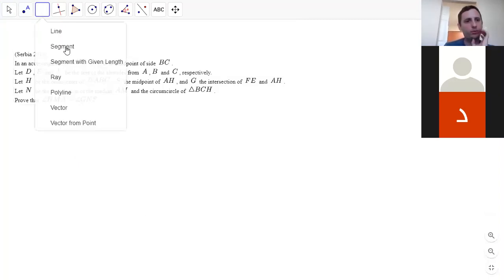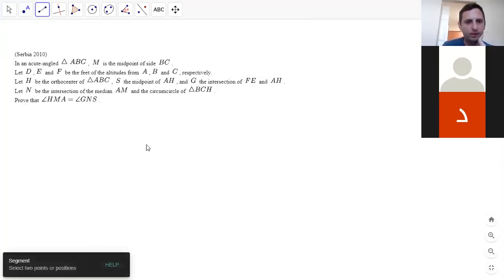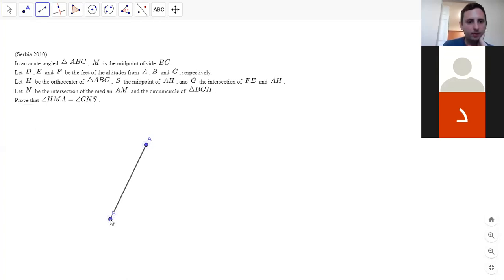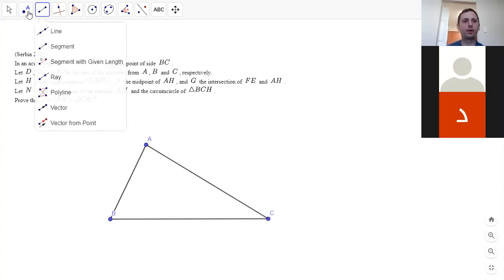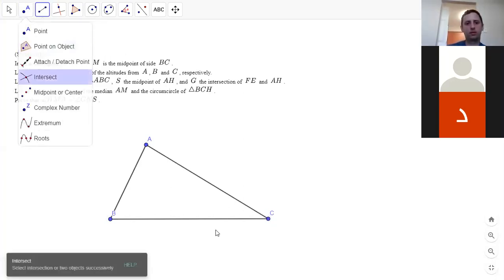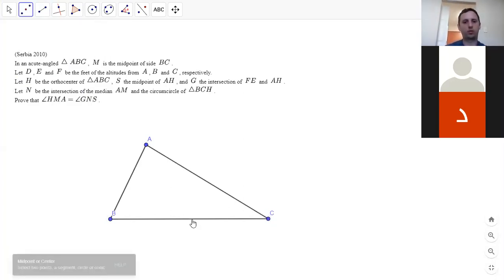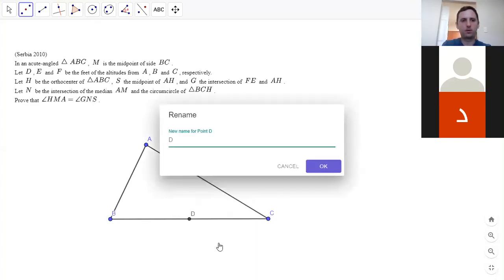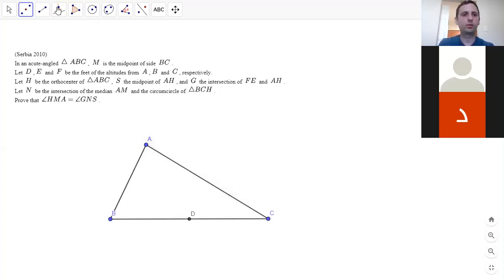So we have an acute triangle ABC, and M is the midpoint of BC. If we solved this one earlier, we can go back to the other one. So this is point M. D, E, and F are the altitudes.